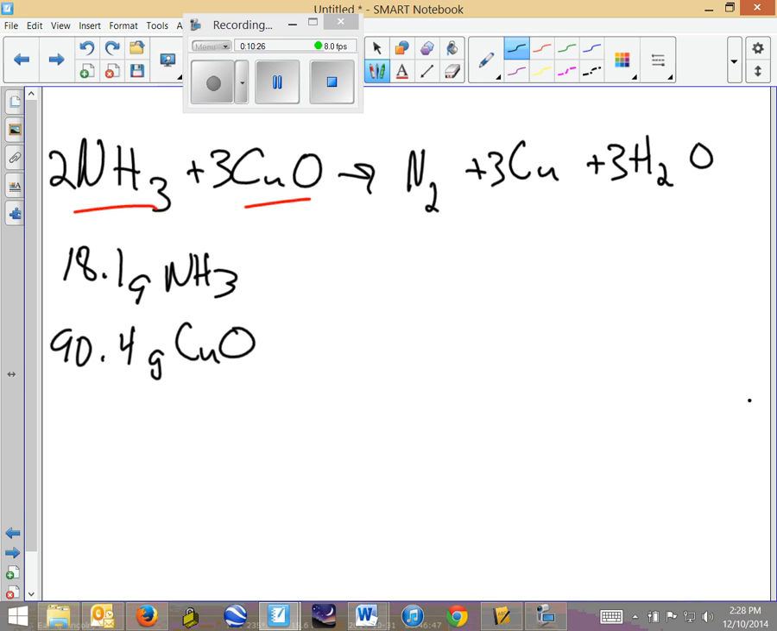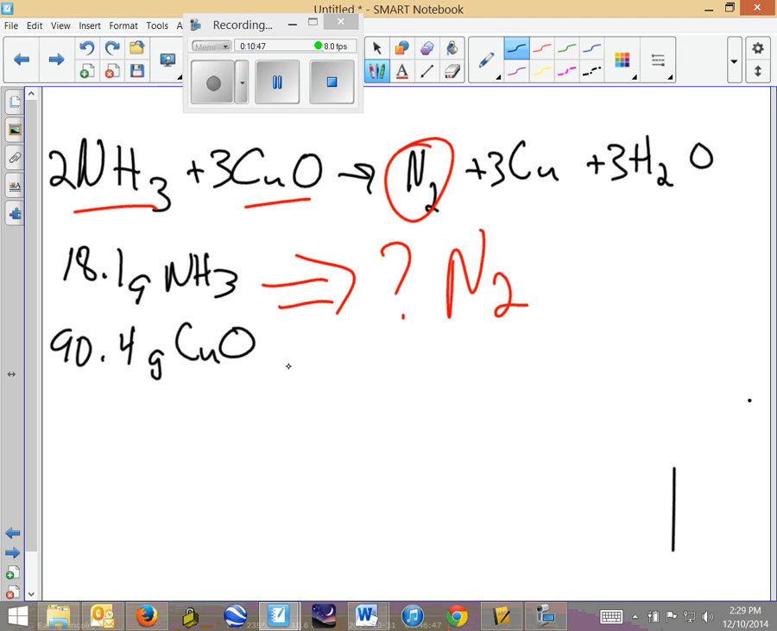Or let's just say, how much product can I get? I guess that's probably the best way to start off with this. How much nitrogen can I get from this reaction? If I have this much of the reactants, how much nitrogen do I get? All right, so let's just tackle this. I have to do the stoichiometry for each one of these. I'm going to do this really quick here.